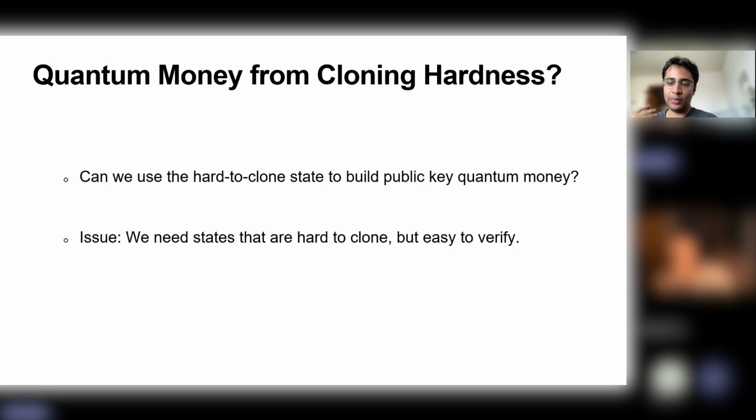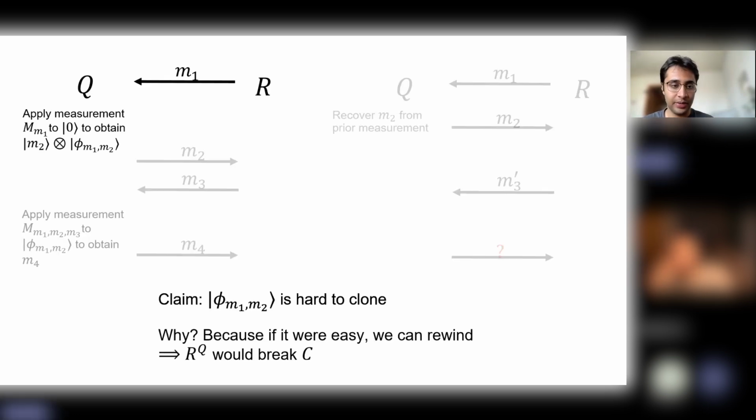The issue is that while it is true that this state is hard to clone, for quantum money we don't just need states that are hard to clone. We need states that are hard to clone but easy to verify. In particular, you could come up with clones that are completely different from each other, statistically far, but maybe they fool the verifier. So let's see why that comes up.